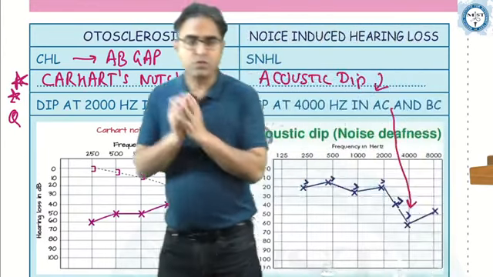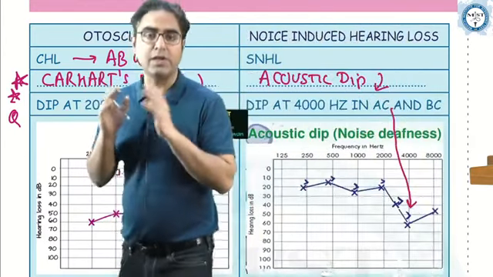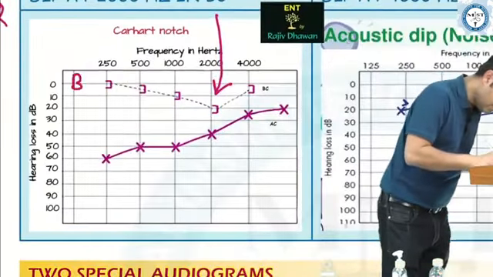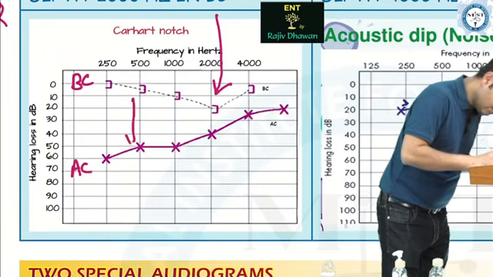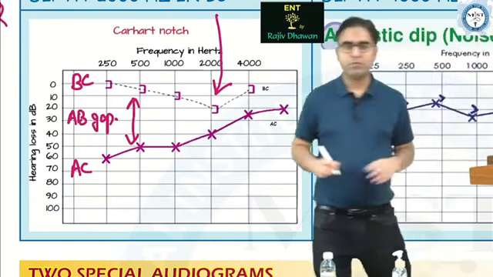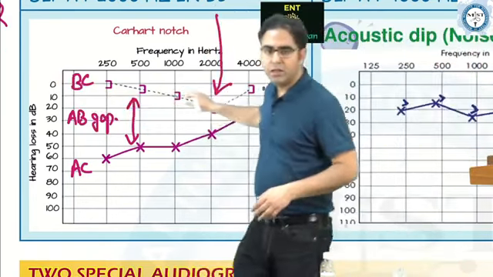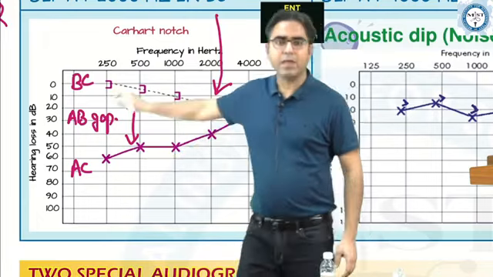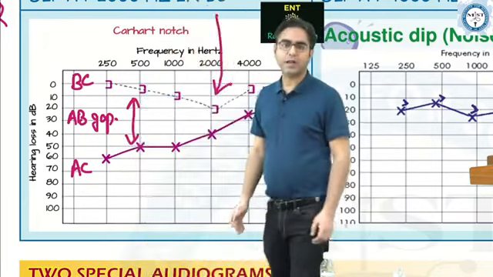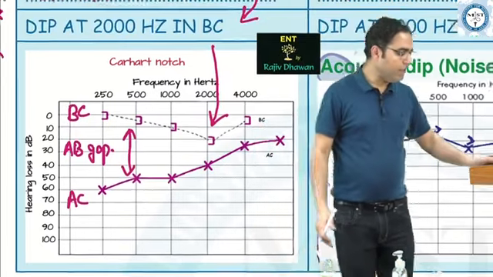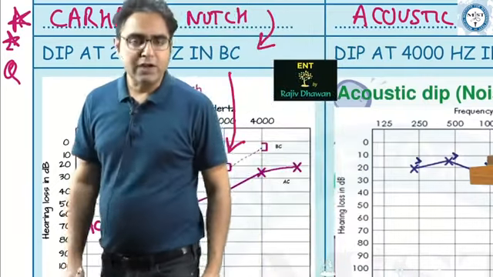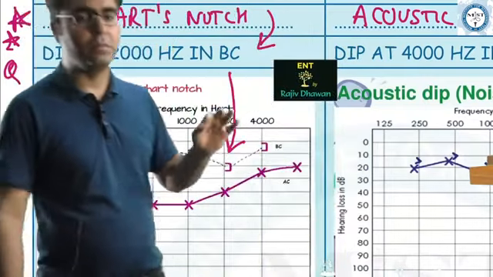First of all, otosclerosis will have conductive hearing loss, matlab AB gap. Everybody, please understand, this is the BC line, this is the AC line, this gap is called the AB gap. The upper line is the BC line, the lower line is the AC line, and there's a gap. Gap means AB gap. AB gap means conductive hearing loss. And there is a special dip in audiometry called Carhart's notch in otosclerosis, and Carhart's notch is a dip at 2000 Hertz in BC.